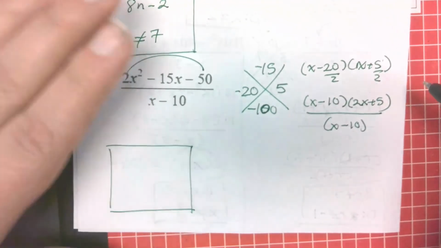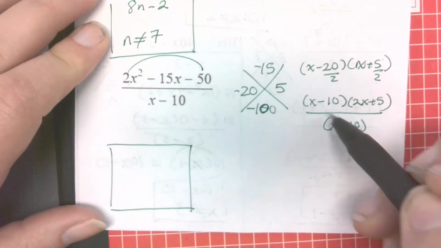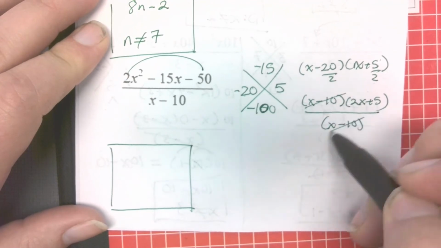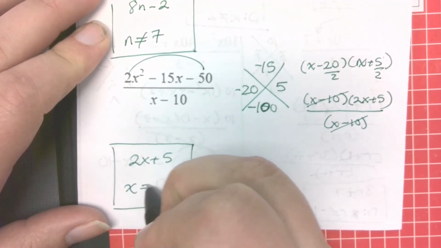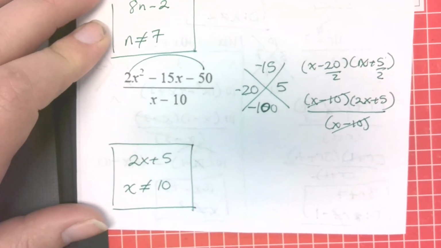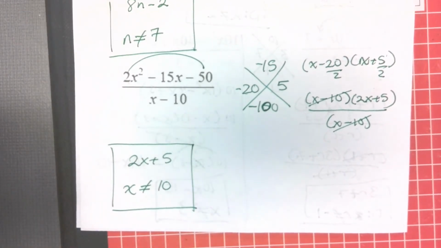Are you guys okay with the setup? And then go ahead and cross out what's the same. X cannot be 10. That's it. Easy enough? Okay.